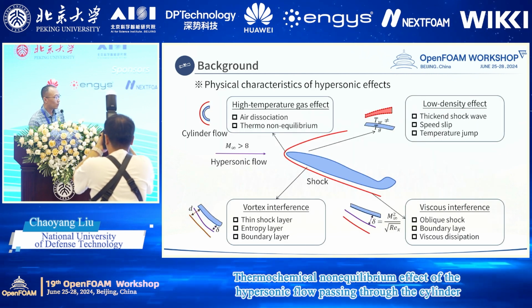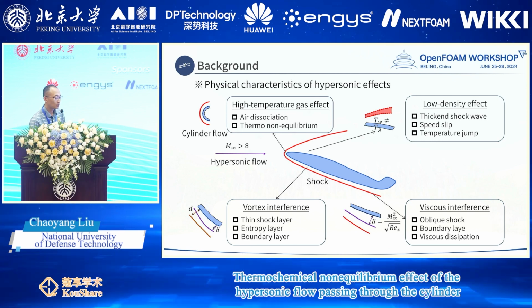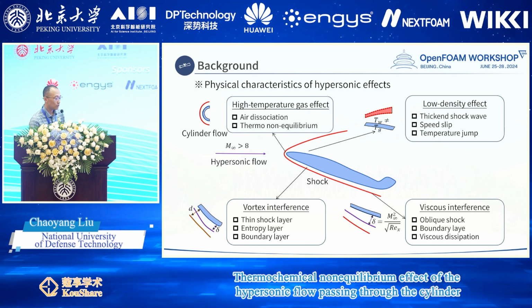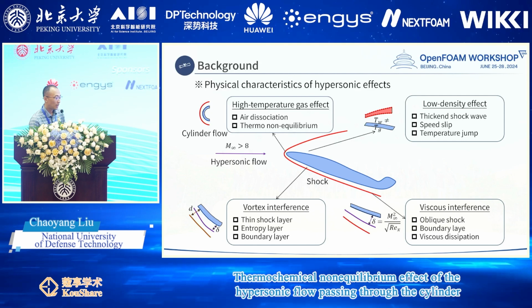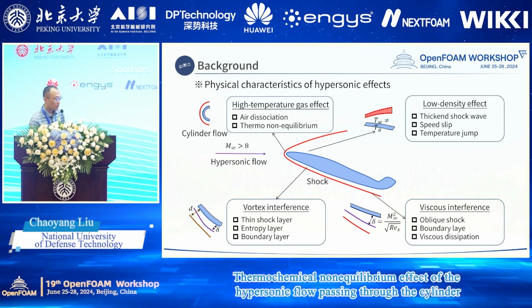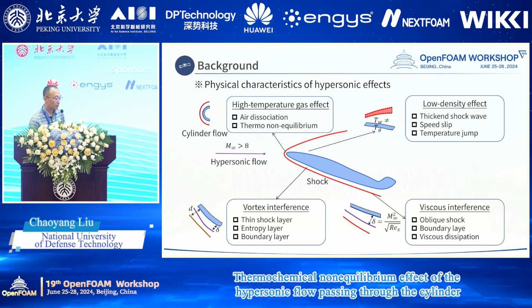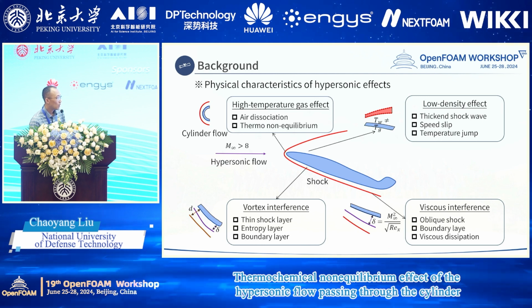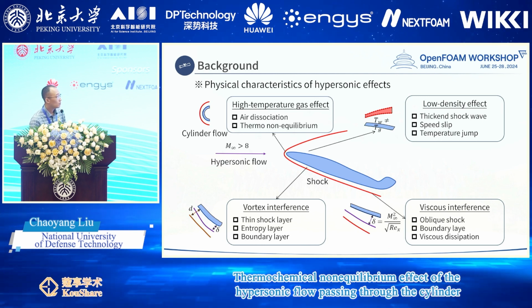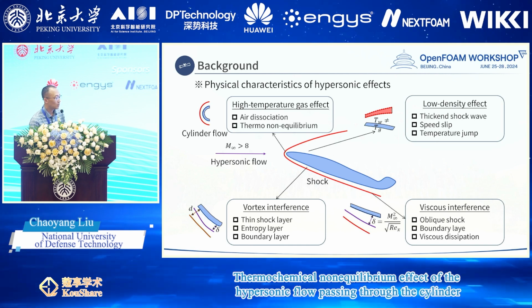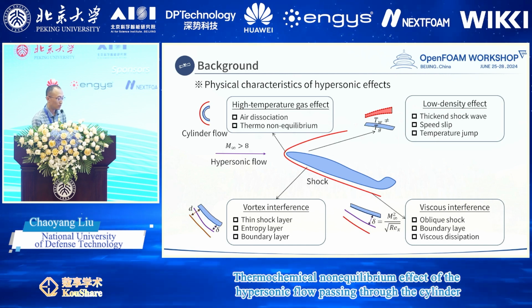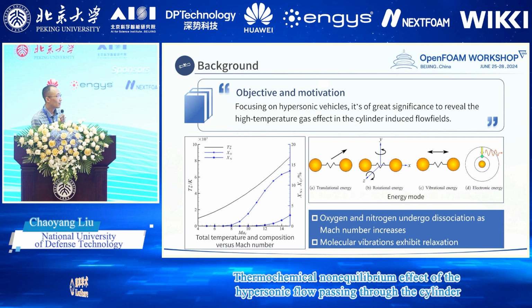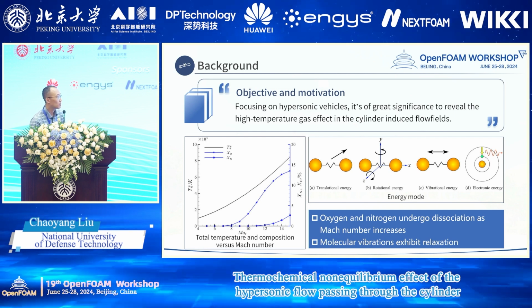When the Mach number of the incoming flow exceeds 8, the hypersonic flow characteristics are affected by high temperature effects. A detached shock wave is formed at the leading edge of the body, and the air behind the wave may dissociate, accompanied by complex thermal and chemical non-equilibrium effects. In addition, there are interactions between the shock wave, entropy layer, and the boundary layer, and velocity slip may occur in the velocity field of the low density region. Focusing on hypersonic vehicles, it is of great significance to reveal the high temperature gas effect in the cylinder-induced flow fields.